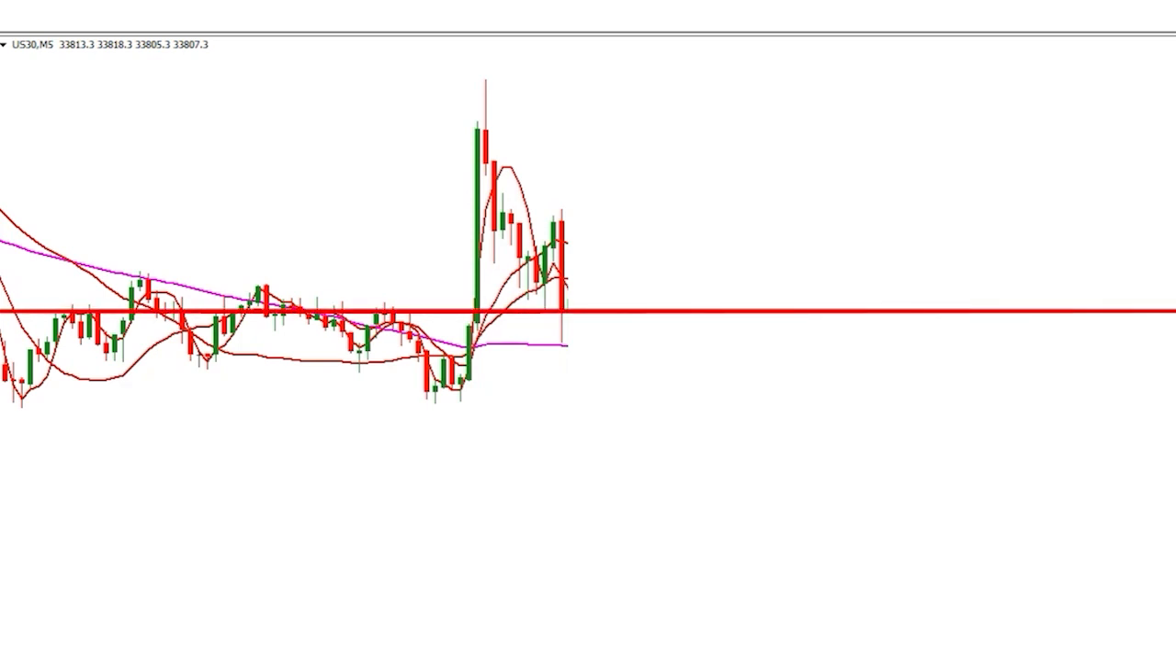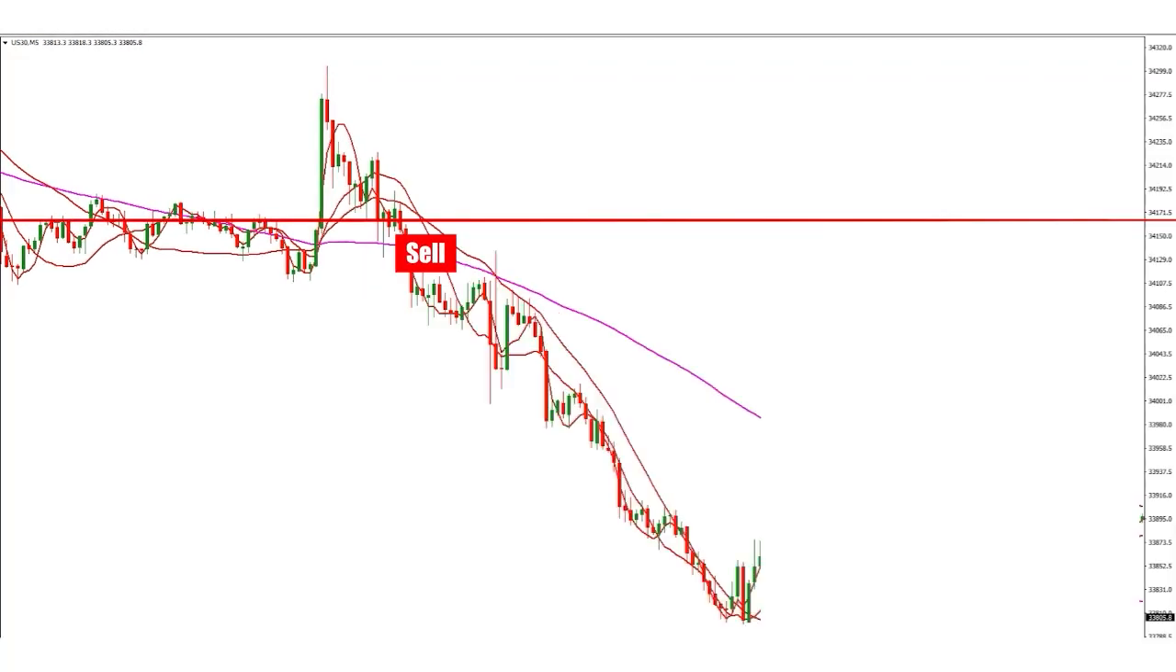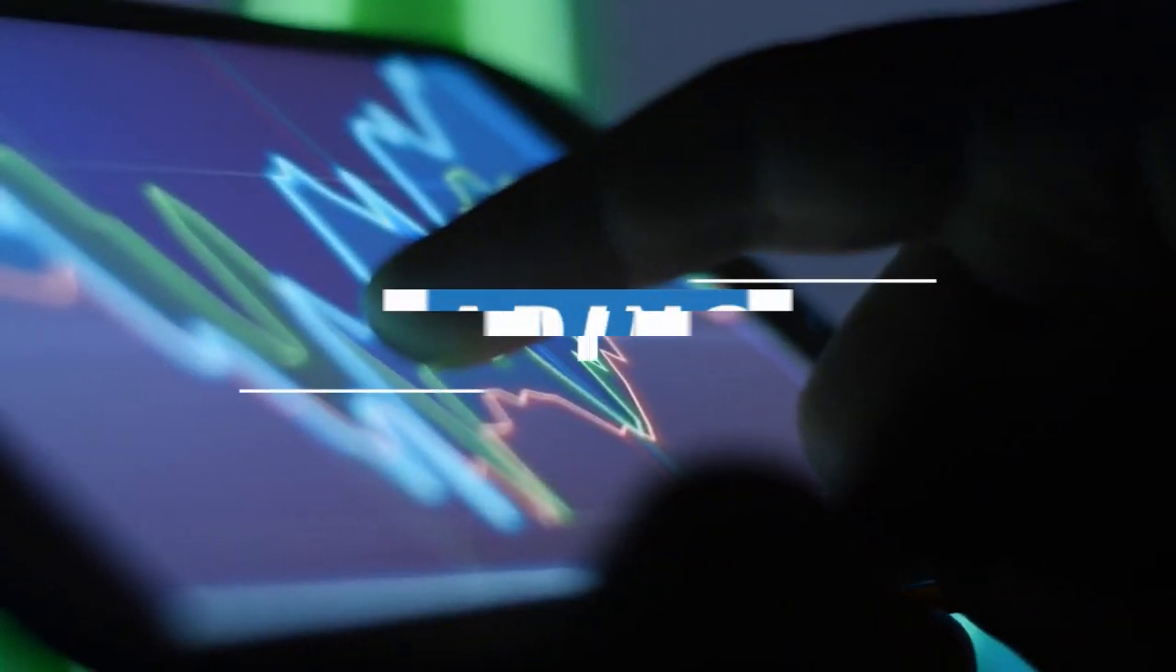Identified this exact bar to enter from, we'll put in our sell order here, and as you can see, the market moved on down. This is the MTFX trading system.